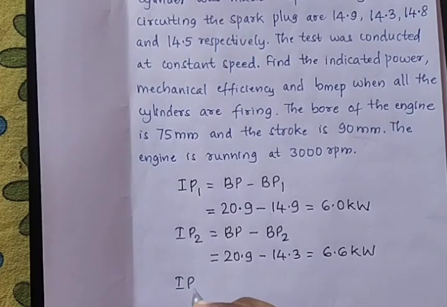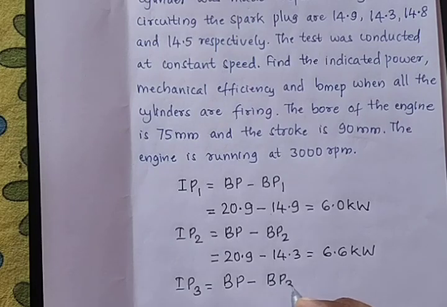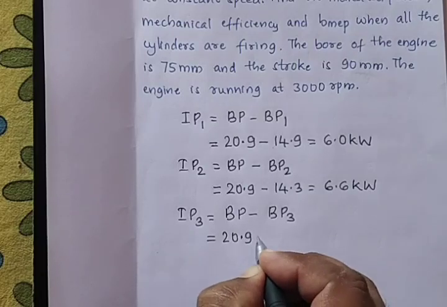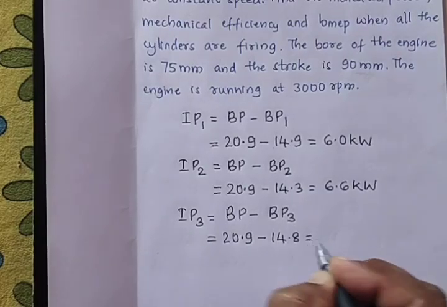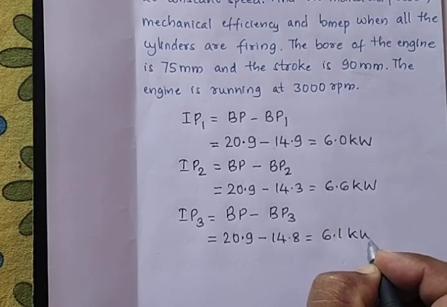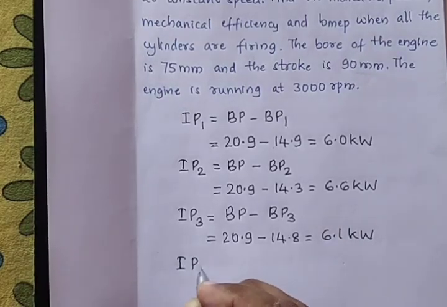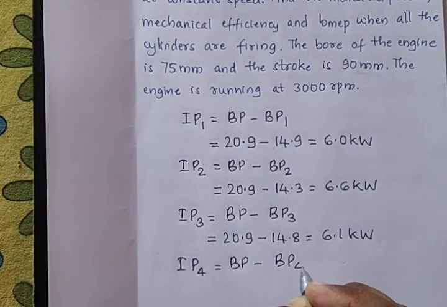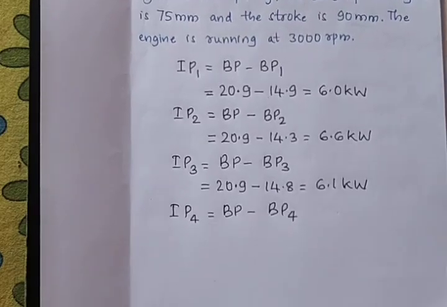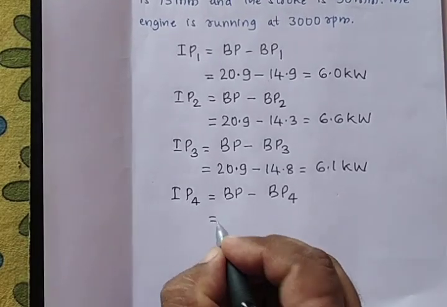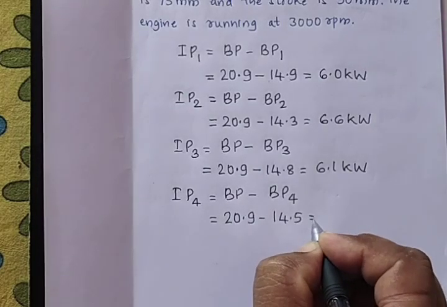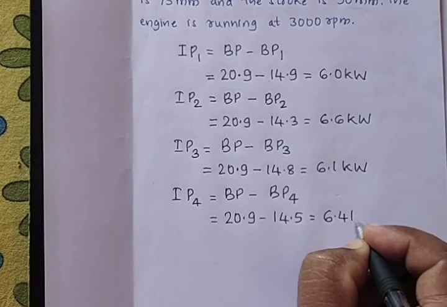Then IP3 will be equal to BP minus BP3, that is 20.9 again minus 14.8, so it is 6.1 kilowatt. Then next, IP4 will be equal to BP minus BP4, that is 20.9 minus 14.5, so you get it to be equal to 6.4 kilowatt.